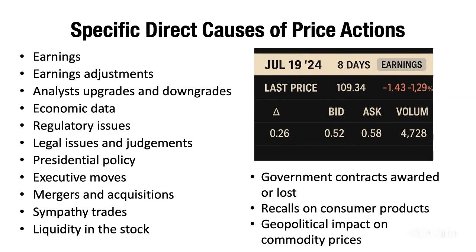You have what you call sympathy trades. You may have a stock that reports bad earnings, and in the same sector, let's say it's in the retail sector, another retail company or a bunch of them might sell off that day because of the earnings report of one company.